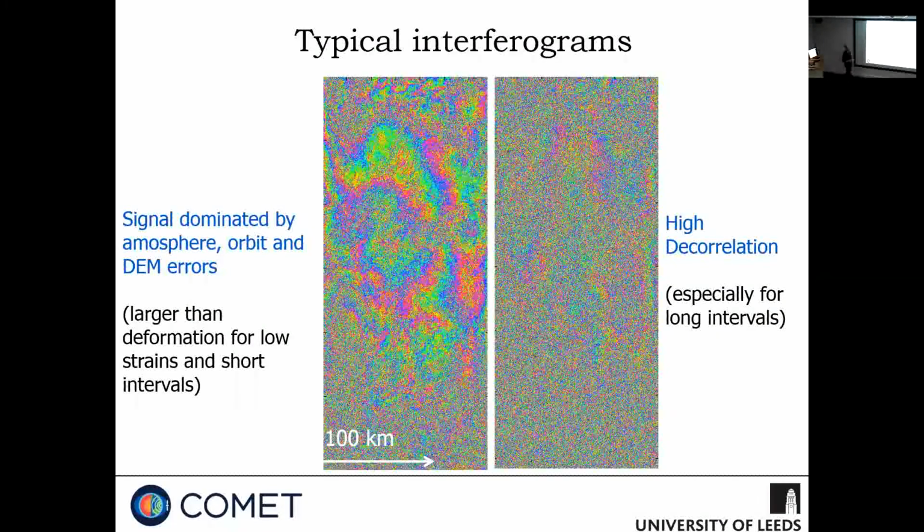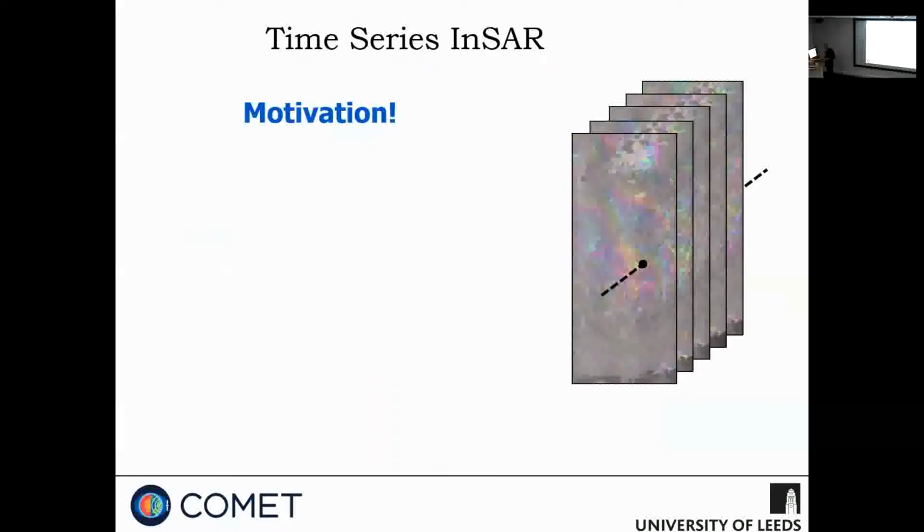Then you might have interferograms like this, which look like almost complete noise. This is due to decorrelation again, but it's more extreme. We used to get a lot of interferograms like this with the older satellites. With Sentinel-1 satellites, more modern satellites, you get fewer of these because we're able to make interferograms with much shorter time spans. But nonetheless, you might still come across them. So this is the motivation why we might do time series InSAR.